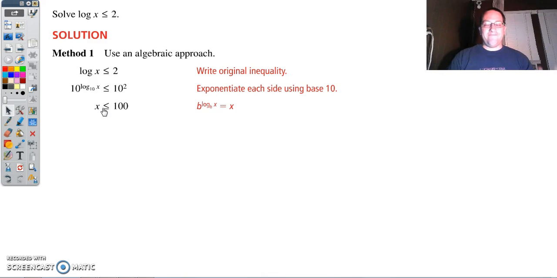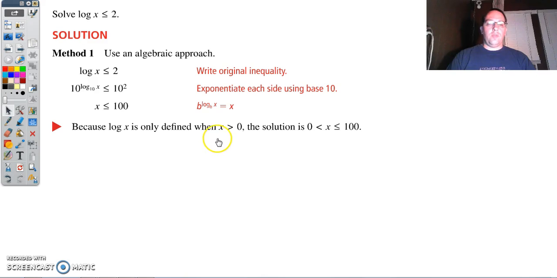Easy, done, right? Not quite, because it's logarithms. Logarithms have this extra little problem to them, and that's that the argument to the logarithm cannot be negative or 0. It has to be greater than 0. So, since this only works when x is greater than 0, we need to say that x has to be greater than 0 but less than or equal to 100. So 0 less than x, less than or equal to 100.